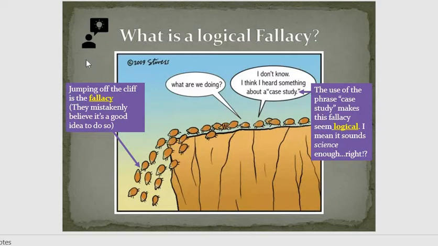Logical. Now, we know that the word logical means something that makes sense. We maybe assume something logical, that there's evidence behind it.